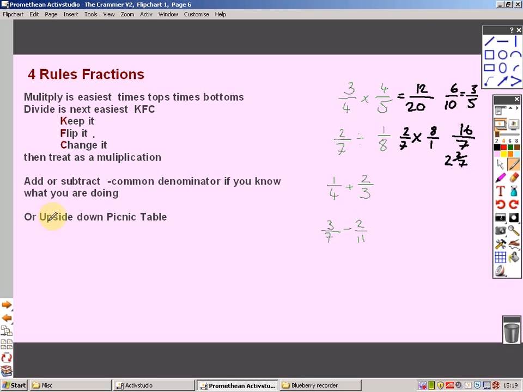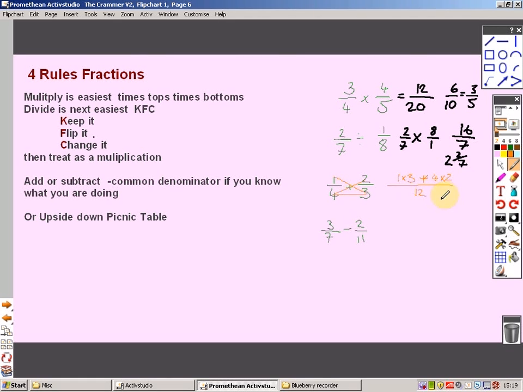If you're used to the upside down picnic table, go for that one as well. And that's the one I'm going to show you now quickly, the upside down picnic table. We draw it upside down, just like that. We did 1 times 3, then we did 4 times 2, so it's plus 4 times 2, all divided by 4 times 3 is 12. So we did one diagonal, that's there, the other diagonal, that's there, and then the bottom is there.